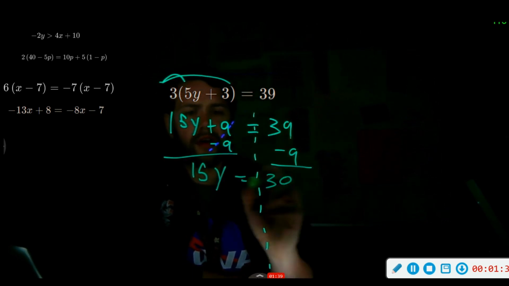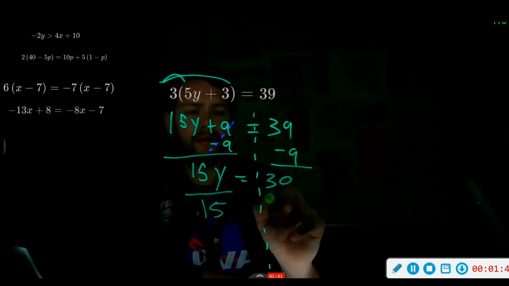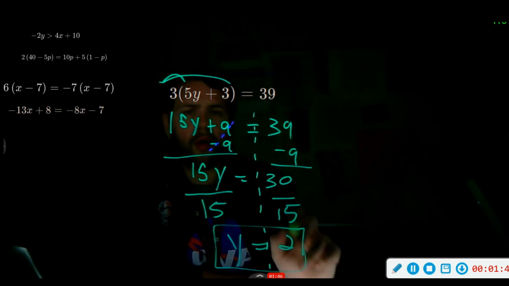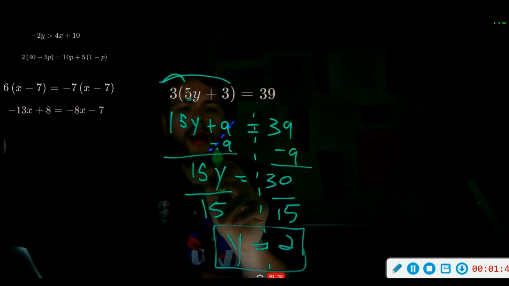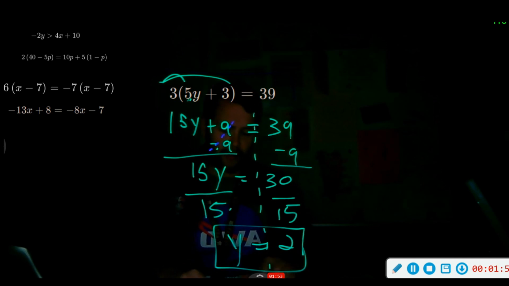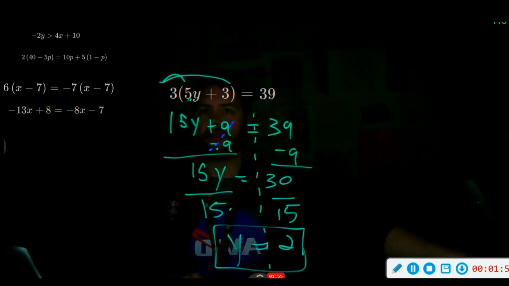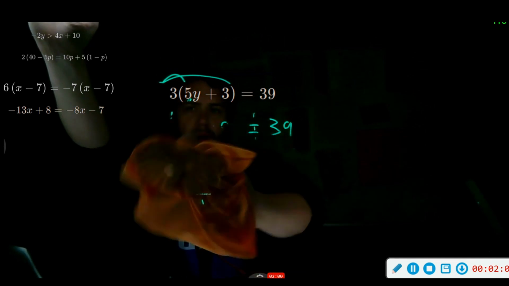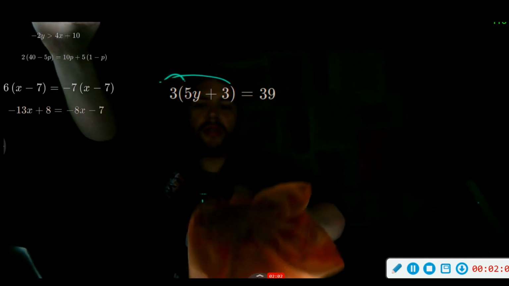This should all be very simple review, and then we divide. So y is equal to 2. Pretty easy there. All we had to do was distribute, subtract, divide. Pretty easy warm-up, I would think. So let's go ahead and jump right into the next one. No time like the present.